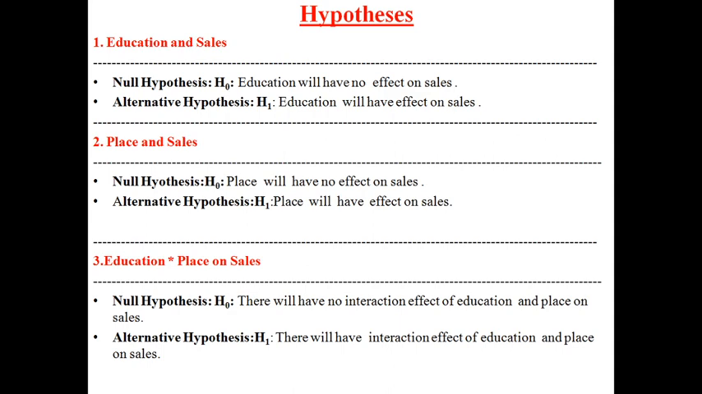Now the hypothesis of two-way ANOVA is education and place on sales, so the interaction effect of education and place on sales. What is the null hypothesis?